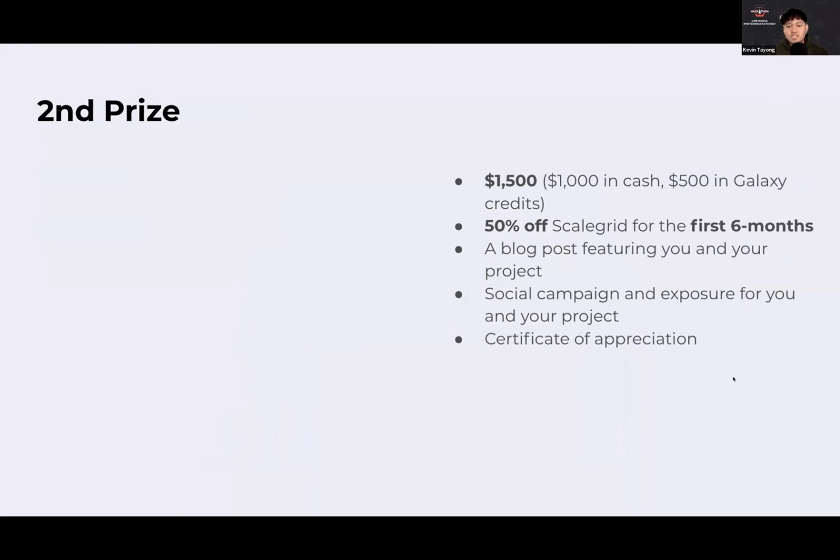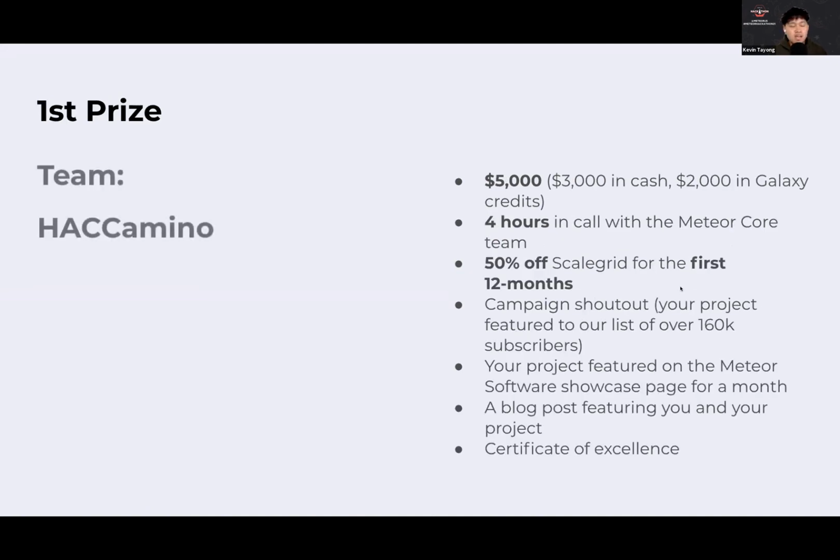All right, now to the second prize. Second prize is $1,500 and 50% off ScaleGrid for the first 6 months, a social campaign, a blog post, as well as a certificate of appreciation. And that goes to Team Suaveware. So congratulations, Team Suaveware. And of course, the first prize goes to Team HACCamino.